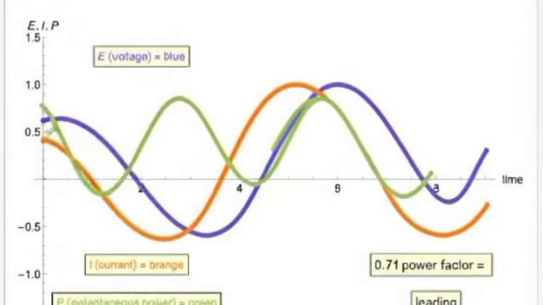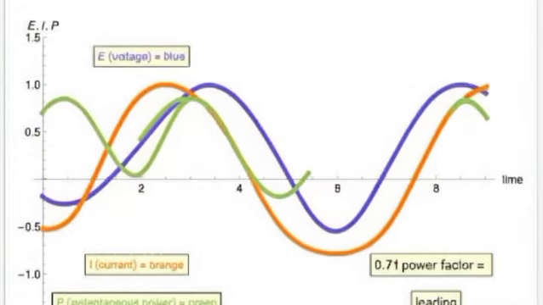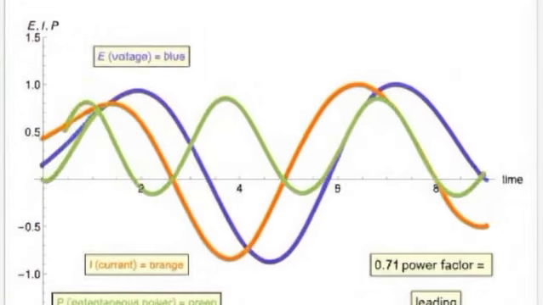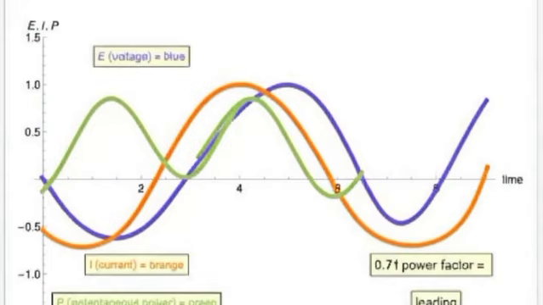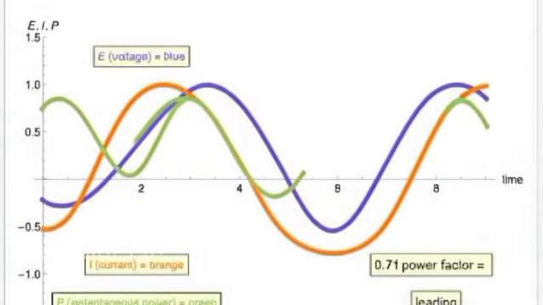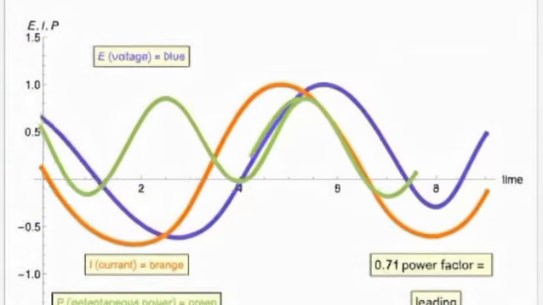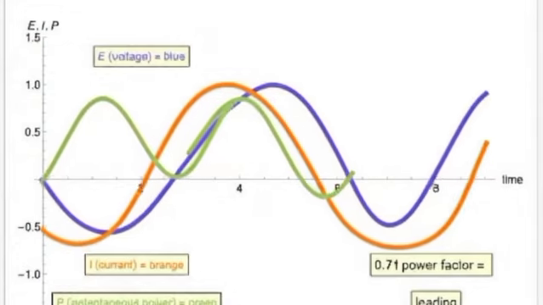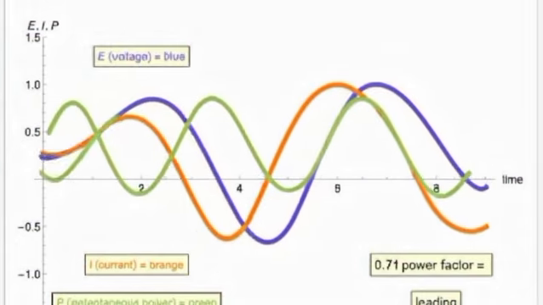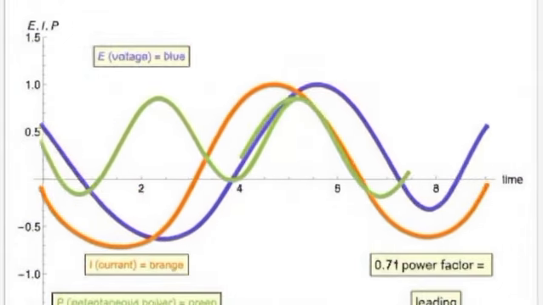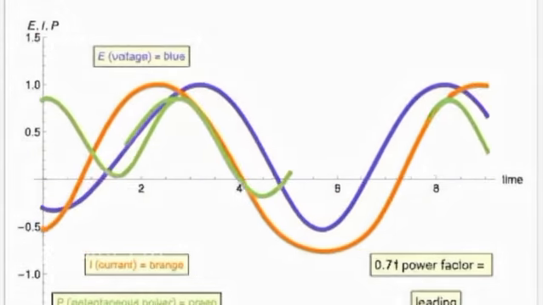Basis for comparison, correction of low power factor. Leading power factor, by the addition of inductive load. Lagging power factor, by adding capacitive load. Basis for comparison, value. Leading power factor exists between -1 to 0. Lagging power factor exists between 0 and 1. Basis for comparison, reactive component. Leading power factor, negative. Lagging power factor, positive.